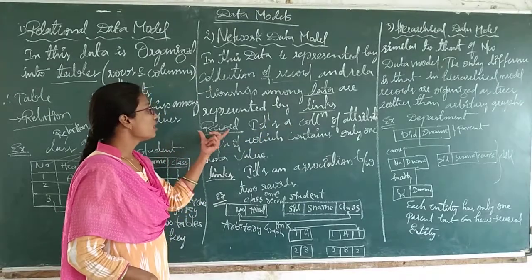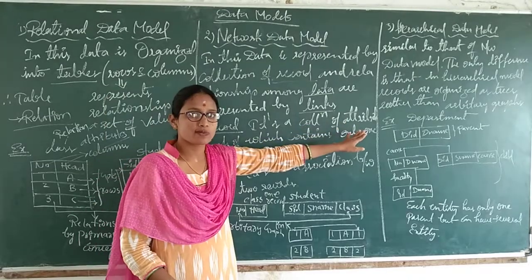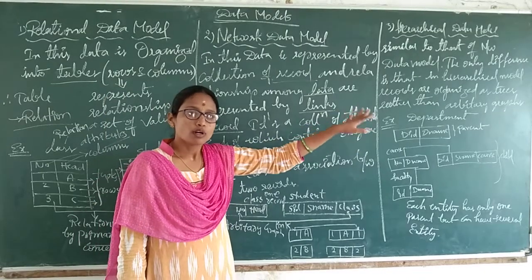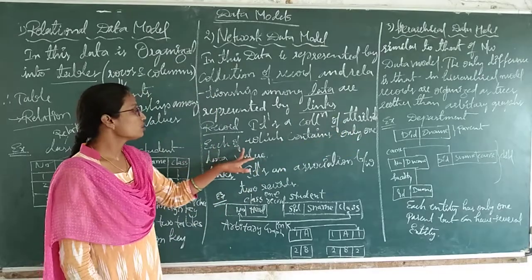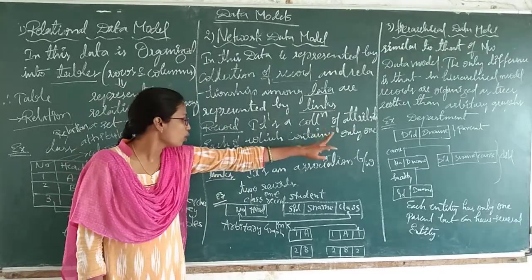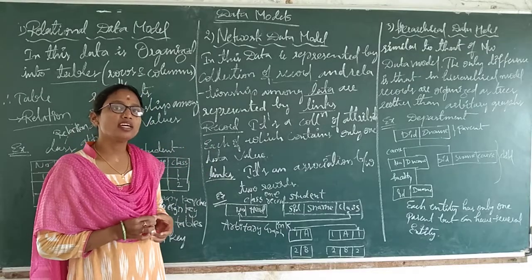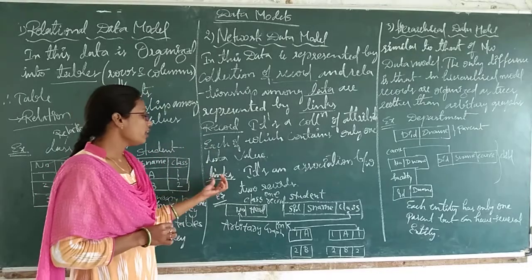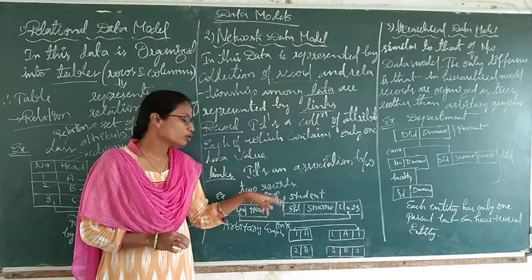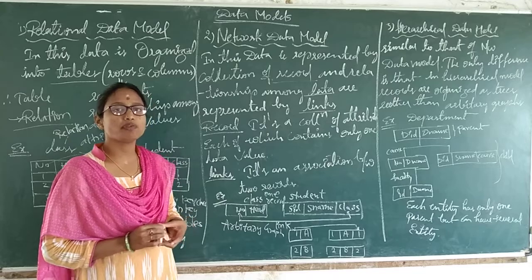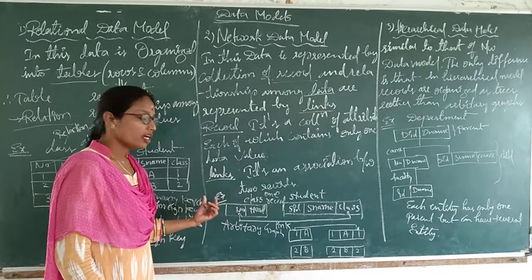Now, coming to the record. What is a record? It is a collection of attributes, that is, a collection of column names, each of which contains only one data value. And the links: a link is an association between two records.